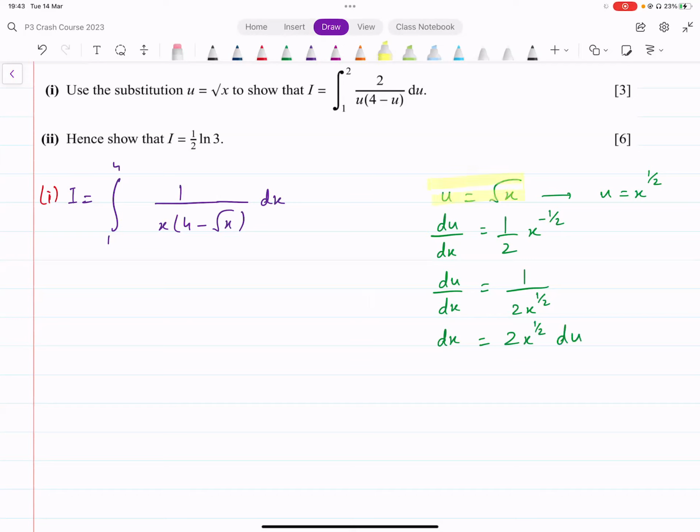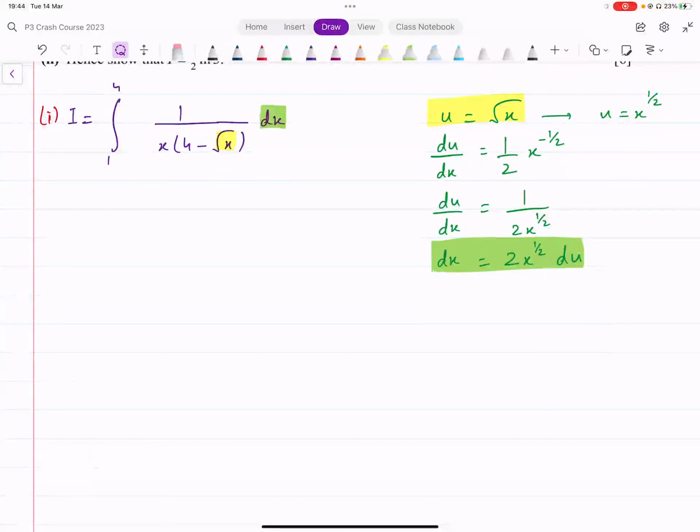This is one thing that you're going to be using. And this is the second thing. You have to replace dx with this thing. Now, what do we do after this? So we have u equal to square root of x, and we have dx equal to this. Just input those values here and see what that gives us.